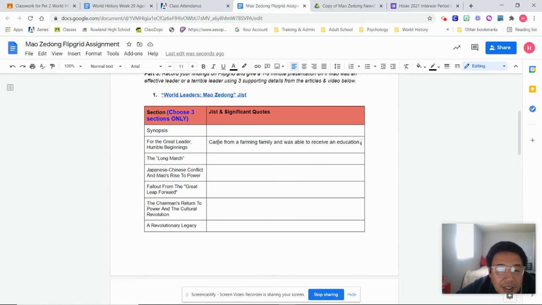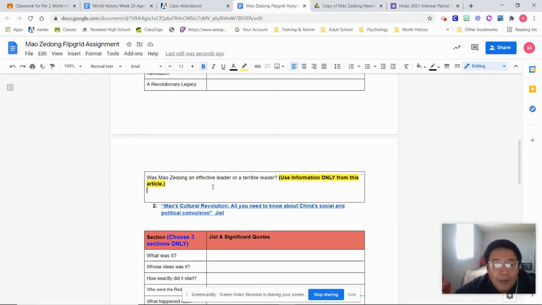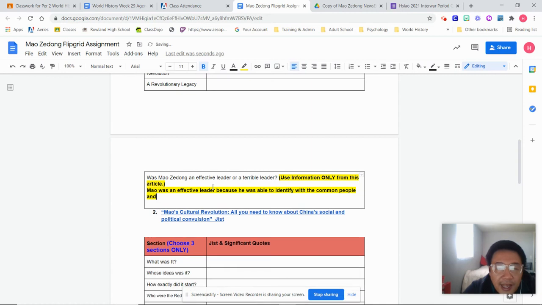Okay, so how does that weigh into this idea of what kind of leader he is? At the bottom here, we're going to talk about whether he was an effective leader. So you could say Mao was an effective leader because he was able to identify with the commoners, as he was one, a common person, and received an education to help guide them, right?